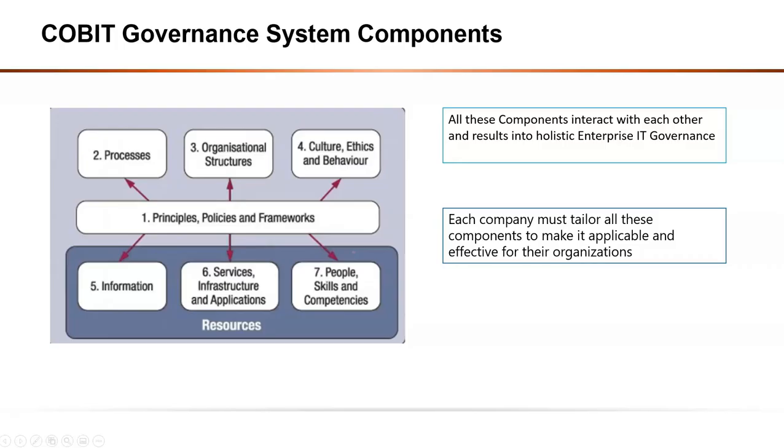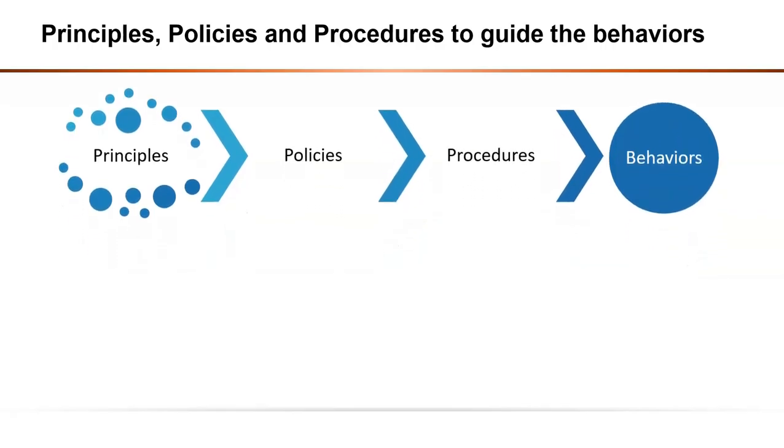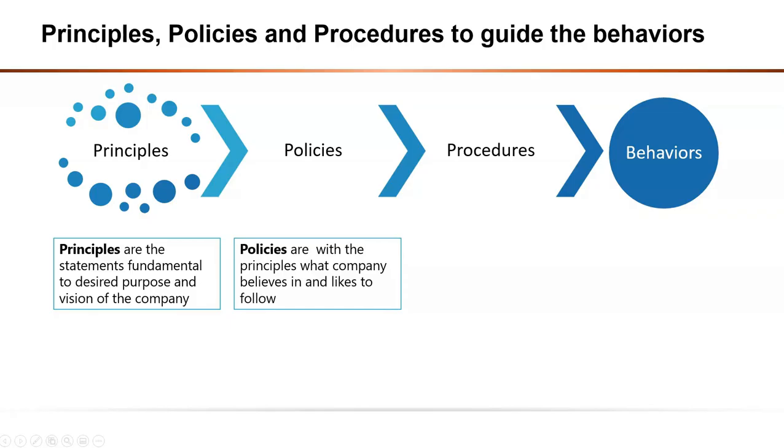Let's look at the first one here: principles, policies, and frameworks. I like to show this in this diagram. Principles help to make policies. Policies help to make procedures, which will influence the behaviors of the individuals. Principles are statements fundamental to the desired purpose and vision of the company. It's like Google has a principle of do no evil or something like that. Every company has some principles, which are kind of the values of those companies, and they derive into policies. Policies reflect what the company believes in and likes to follow.